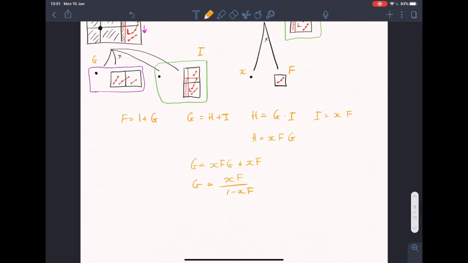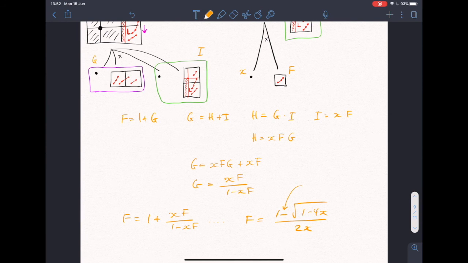Combine that with the first equation. You have 1 plus XF over 1 minus XF. Solve for F. And you'll have 1 minus the root of 1 minus 4x over 2x. Of course, you would get two solutions first, but then you would pay attention to the initial conditions, and you would choose the minus as the correct solution. And there we have our old friend, the generating function of the Catalan numbers.